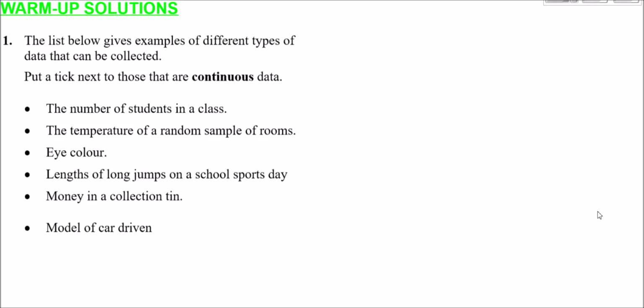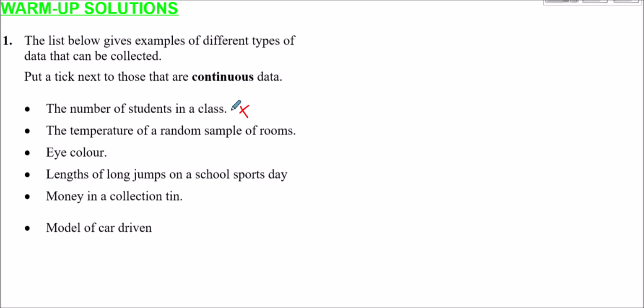So question 1 just says to give examples of different types of data that can be collected. Put a tick to those that are continuous data. Continuous means it can take practically any value, essentially there's a more or less infinite number of possible values. Discrete is where there's only certain numbers of values it could be. So the first one, number of students in a class. This is discrete data. There's either 1 student or 2 students or 3 students. You can't have 1.27 students, for example. This is discrete, that's not continuous.